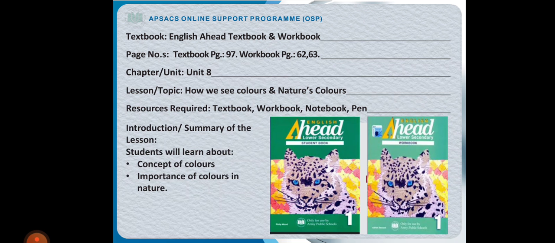The textbooks required for today's lesson are the English Ahead textbook and workbook. The pages that we're going to study are textbook page number 97 and workbook pages 62 and 63. The unit is 8 and the topics are how we see colors and nature's colors. Let us start today's lesson.